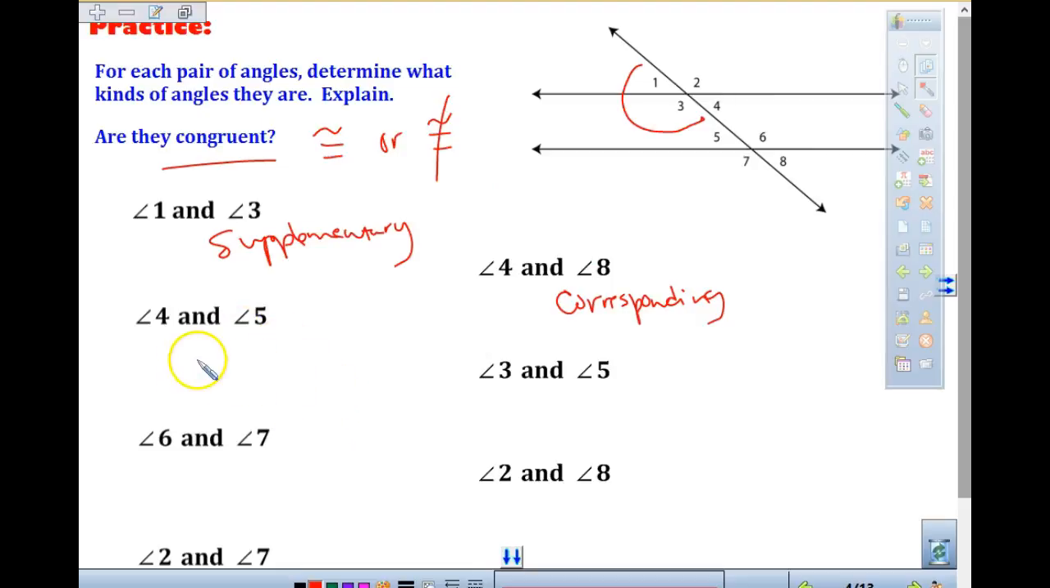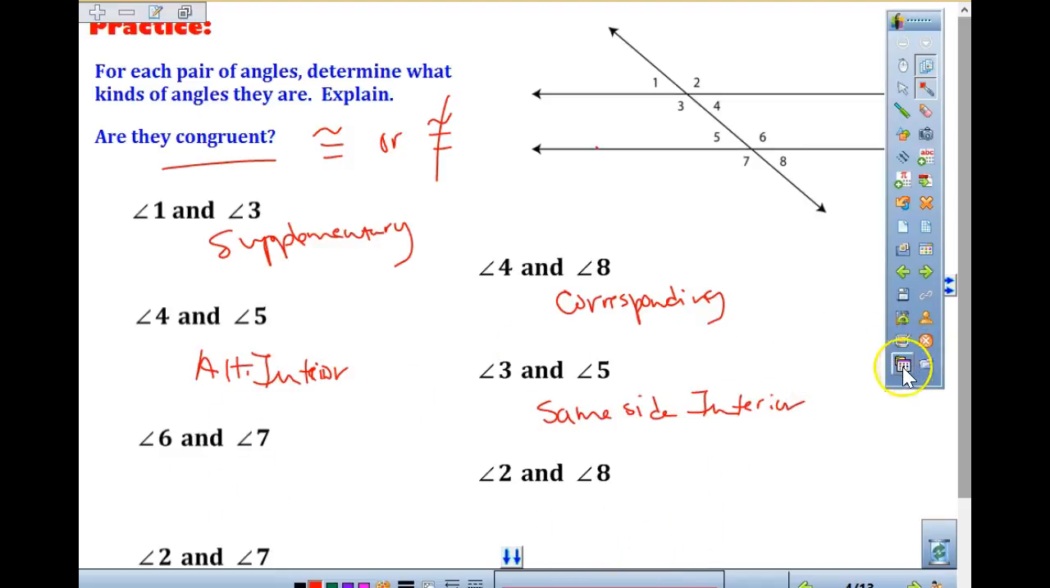Emmy, what did you guys have? 4 and 5, alternate interior. Zach, what did you have for 3 and 5? 3 and 5. It's a new one from today. Lucas, you got it? Same side interior. 3 and 5 are same side interior. All right, 6, 7. Kylie, what do you have?